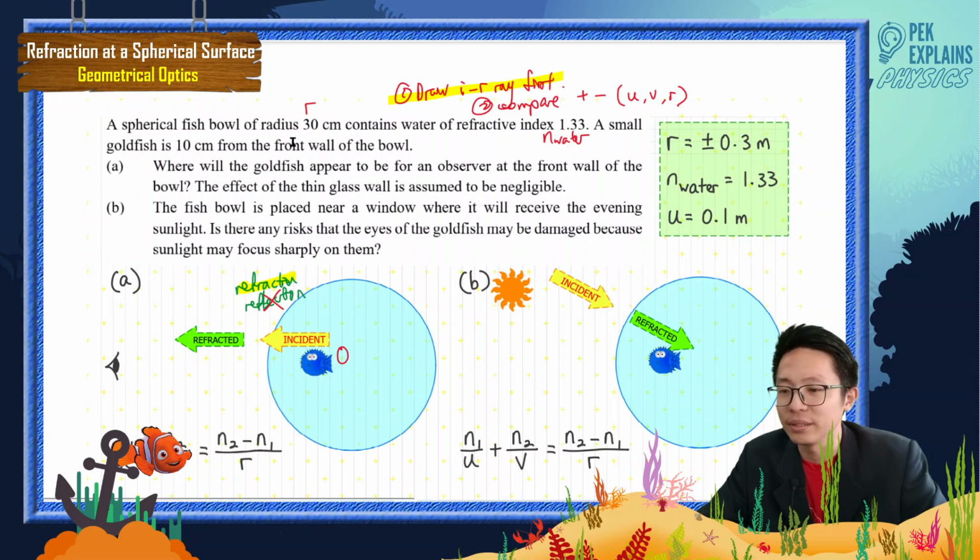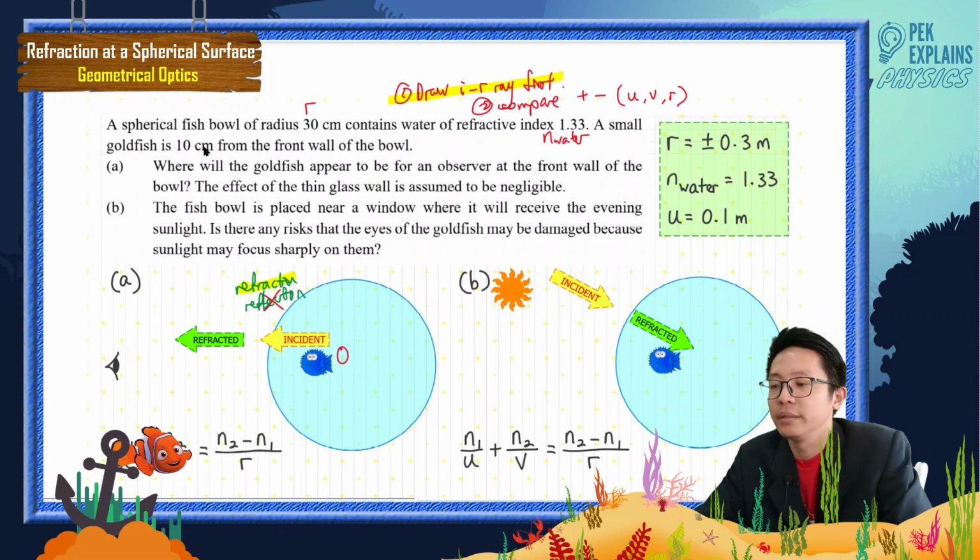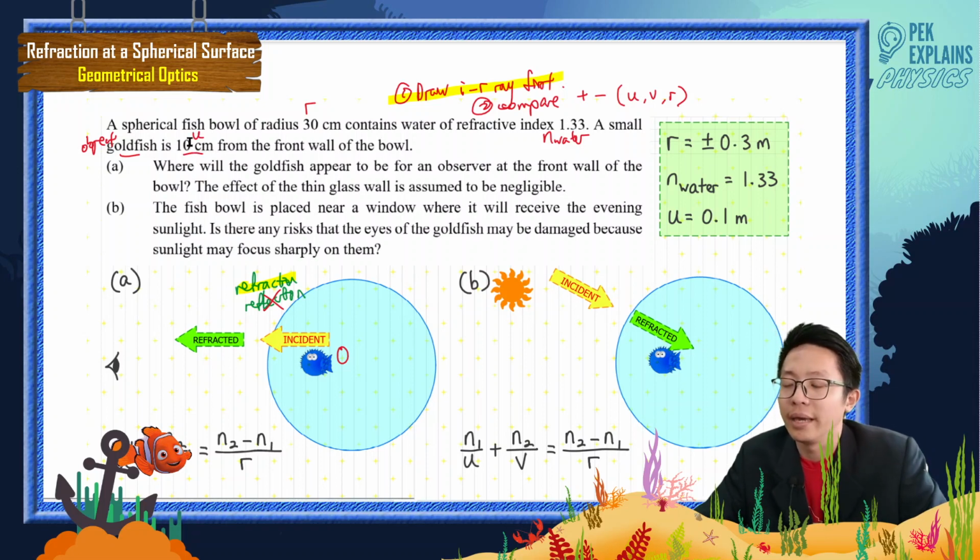So the goldfish is 10 cm from the front wall of the bowl. 10 cm. The goldfish is the object. This is the object, that's why I label it as O. And this must be the object distance. It seems that this object distance is smaller than the radius. 10 cm, radius is 30 cm. That means it is nearer to the surface compared to the radius. Radius is over here.